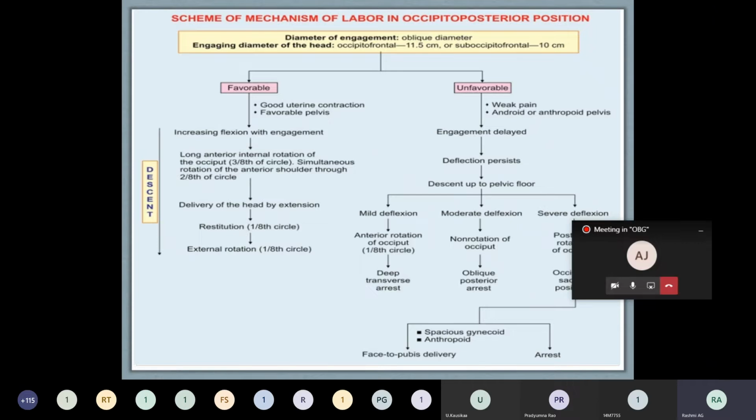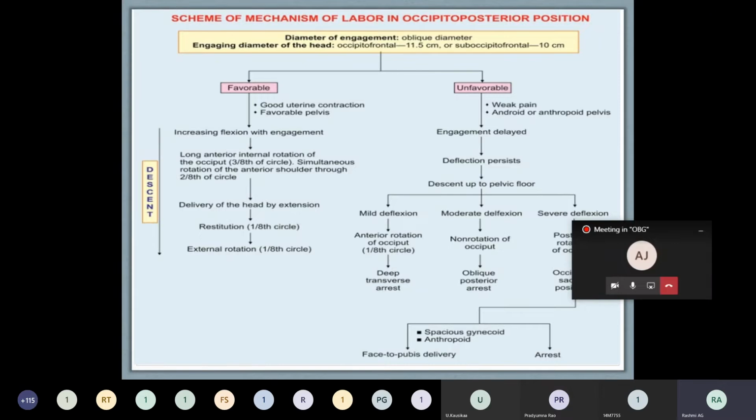Okay, so by 3/8 of the circle, the long internal rotation takes place, as a result of which the occiput comes to lie directly behind the symphysis pubis. Okay, so the rest of the steps are the same: engagement, descent with increasing flexion, long internal rotation, then with increasing contractions, the head delivers by extension, and then there is restitution and external rotation.